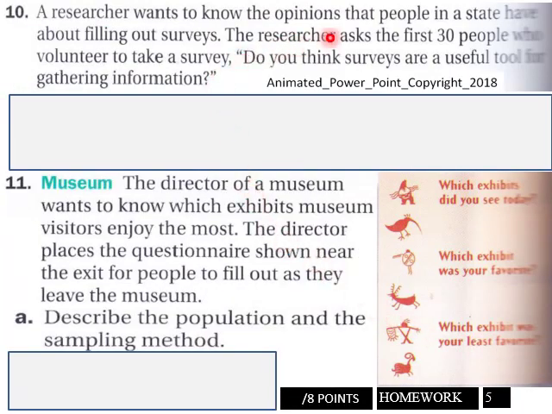Page 5, another question here. Do you think surveys are a useful tool for gathering information? So using full sentences. And then number 11 here about a museum. Describe the population and the sampling method for this scenario here. And you've got 8 points here for page 5.